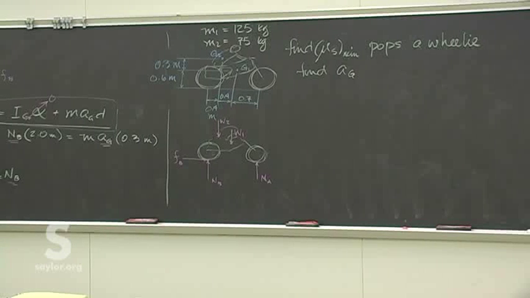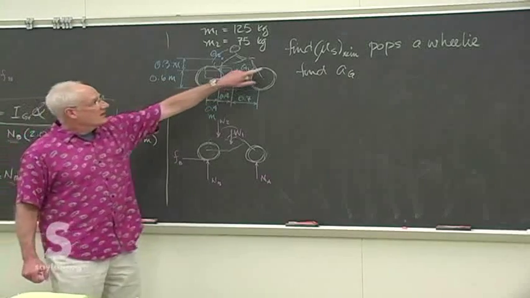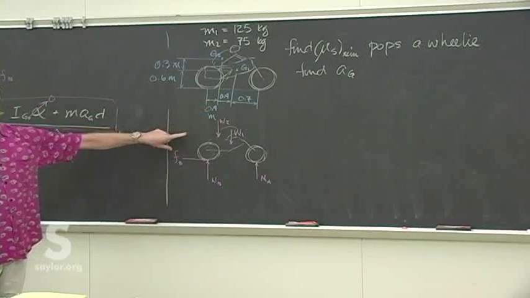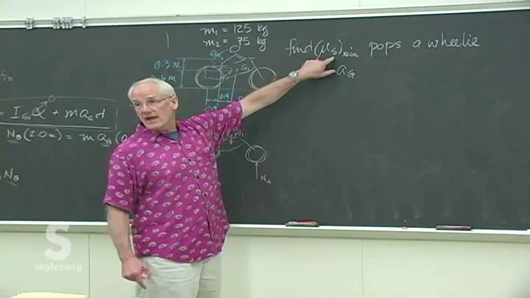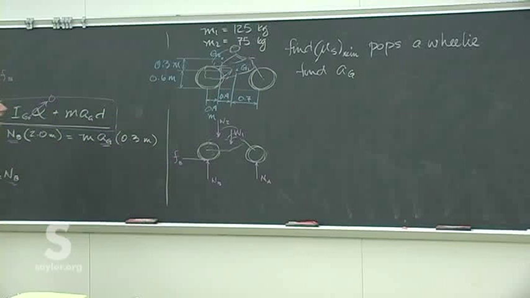We want to find the minimum coefficient of static friction. If the static friction we have is too small, then the wheels will start spinning and the friction force is lower, the acceleration is less, and the bike won't pop a wheelie. If the static friction is more than that, then it's sufficient for a wheelie. It's just extra static friction in the bank.